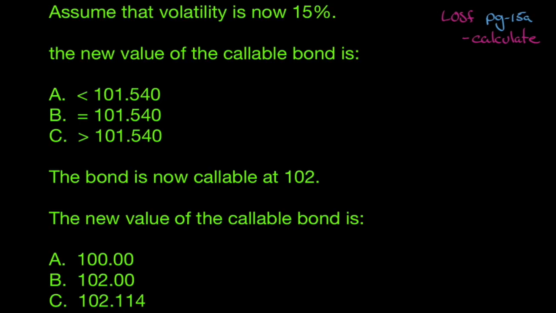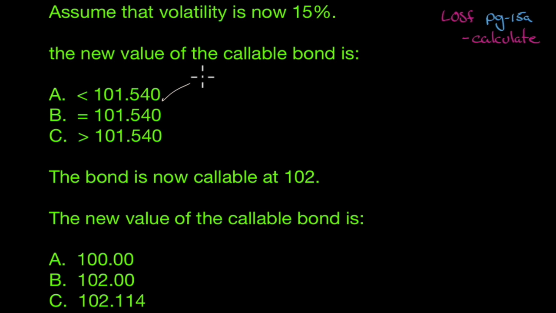All right, let's make sure that we understand what we're doing here. So let's look at some questions. Assume that volatility is now 15%. We calculated that bond with a volatility of 10%. We got 101.54. Now we're going to say it's 15%. The new value of the callable bond is... So let's think it through. When volatility increases, the value of the call option increases, so the call option will be worth more. A callable bond is a straight bond minus the call option. Volatility doesn't affect the price of the straight bond. So if the call option is bigger, the callable bond must be less than 101.54. And there's our answer right there.